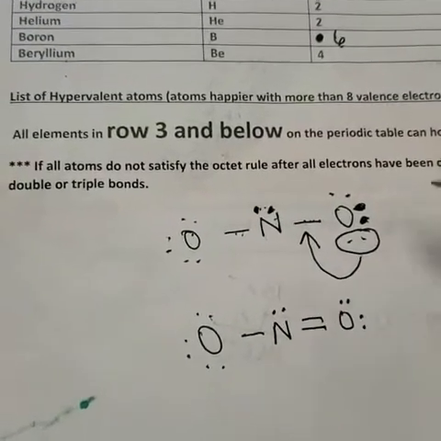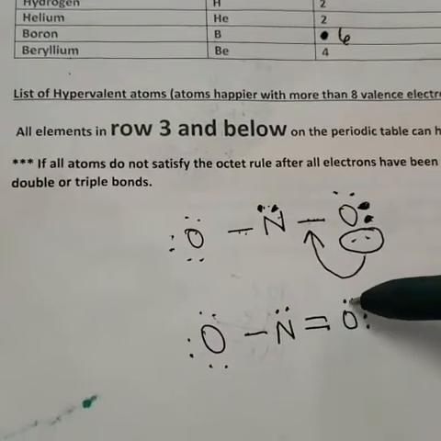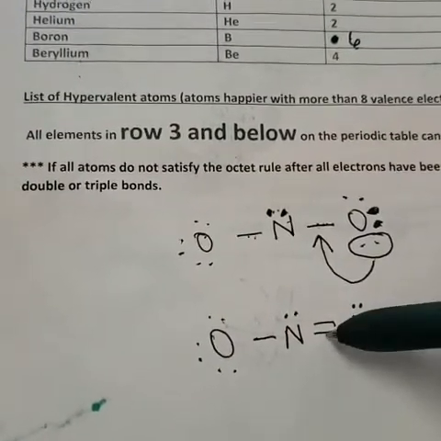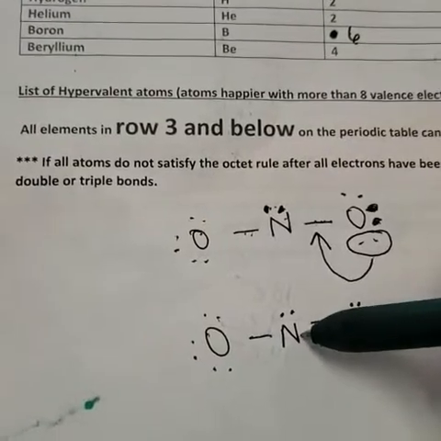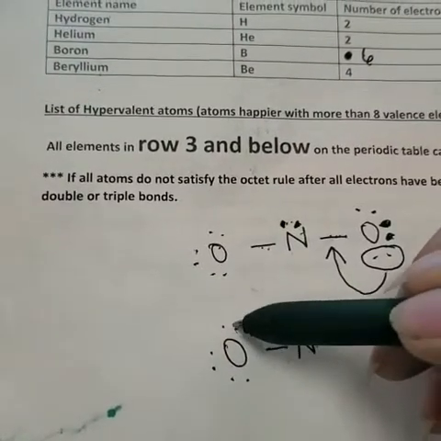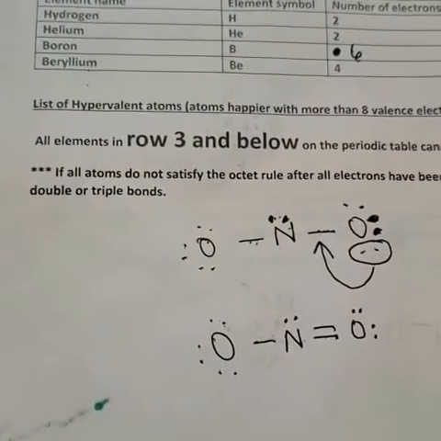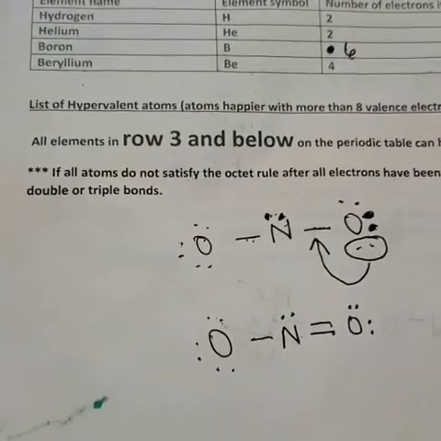All right, let's see if everyone's happy. 2, 4, 6, 8, oxygen's good. 2, 4, 6, 8, nitrogen's happy now. And this one never changed, so he still has 8. 2, 4, 6, 8. Everybody is happy. So we're done with step 5.